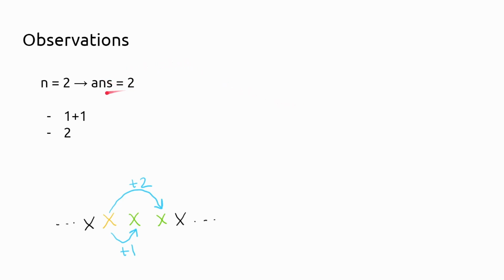When n equals 2, the answer is equal to 2. And that's because you can have two cases, 1 plus 1 and 2. When n equals 3, you can have answer equals 3. Again, 3 total cases that we can enumerate. And you can look at it this way.